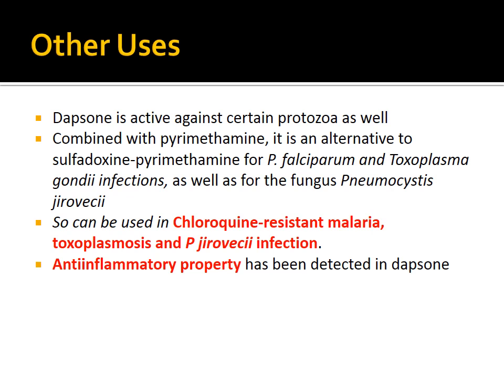For all these three indications, instead of sulfadoxine, we can combine dapsone with pyrimethamine. Dapsone, as we know, is chemically similar to, and also similar in mechanism of action to, sulfadoxine. So instead of sulfadoxine, we can give dapsone. So the dapsone and pyrimethamine combination has three uses: chloroquine resistant Plasmodium falciparum malaria, second toxoplasmosis, and third Pneumocystis jirovecii infection. Okay, apart from this, anti-inflammatory property has also been detected in dapsone.